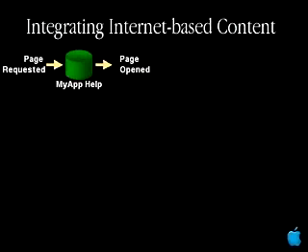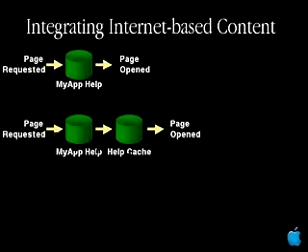In the simplest scenario, the help viewer wants to open a page. It looks in your application's help folder. It finds the page it's looking for, so it opens it. But what if the page isn't there? Well, next, the help viewer will look in the help cache. The help cache contains help files that were recently downloaded from the internet. If the page the help viewer is looking for is in the help cache, then it loads it from there.